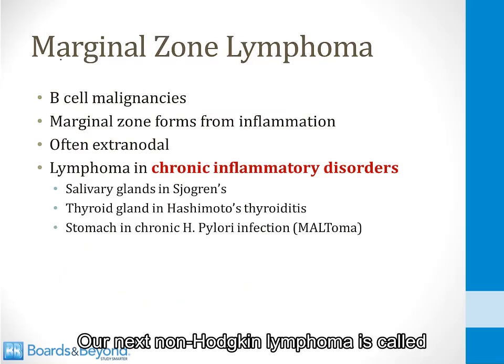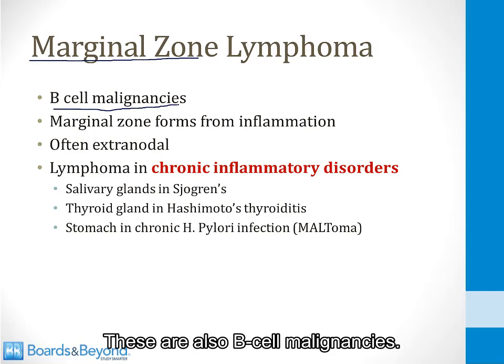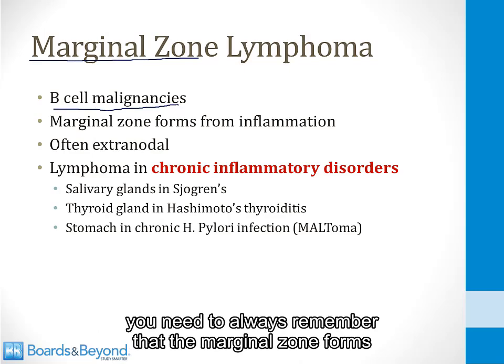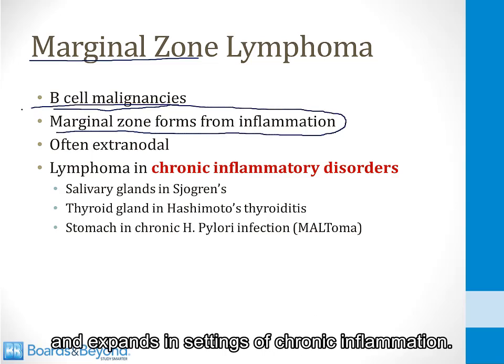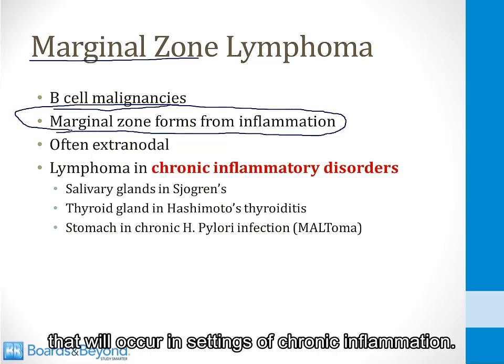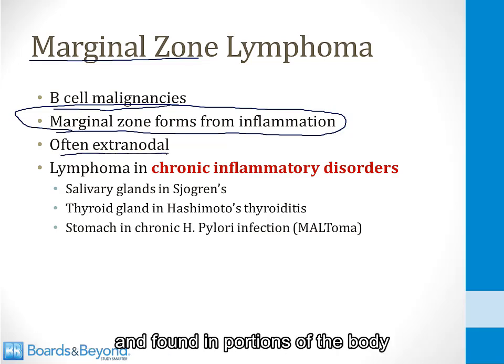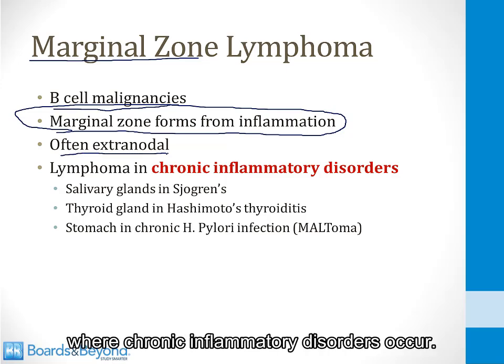Our next non-Hodgkin lymphoma is called marginal zone lymphoma. These are also B-cell malignancies, and in order to understand these malignancies, you need to always remember that the marginal zone forms and expands in settings of chronic inflammation. Thus, this is the type of inflammation that will occur in settings of chronic inflammation. In addition, this type of lymphoma is often extranodal and found in portions of the body where chronic inflammatory disorders occur.